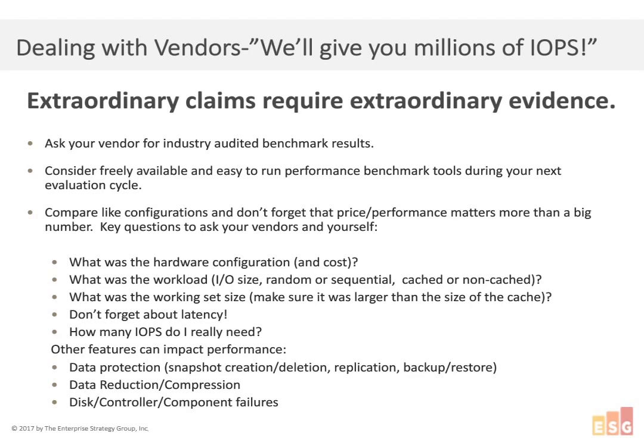In the last few items, think about other features that can have an impact on performance, right? Data protection features, snapshots, replication, backup restore. Data reduction and compression can have a big impact, depending on the architecture of the system, on how much data that system can store and how well it can perform for your applications. And then finally, how does it perform through failures, right?